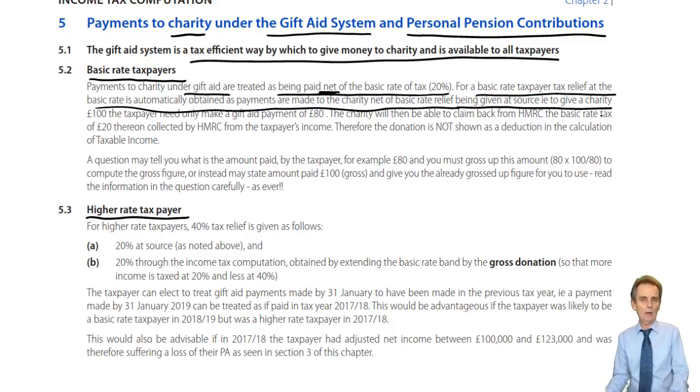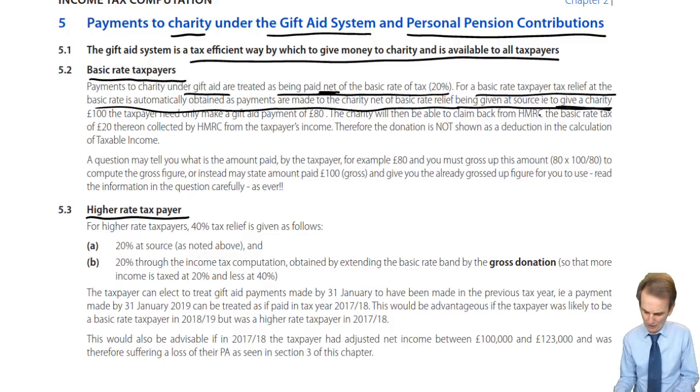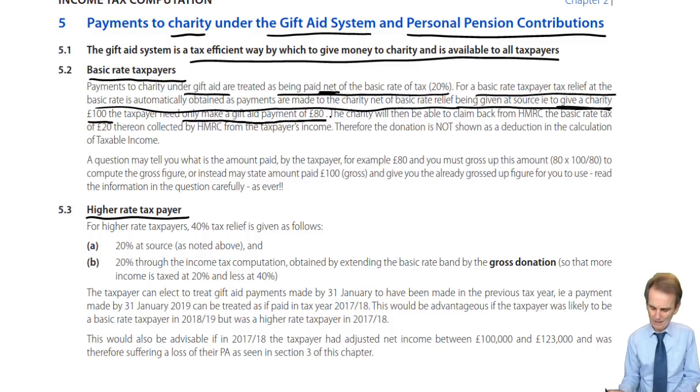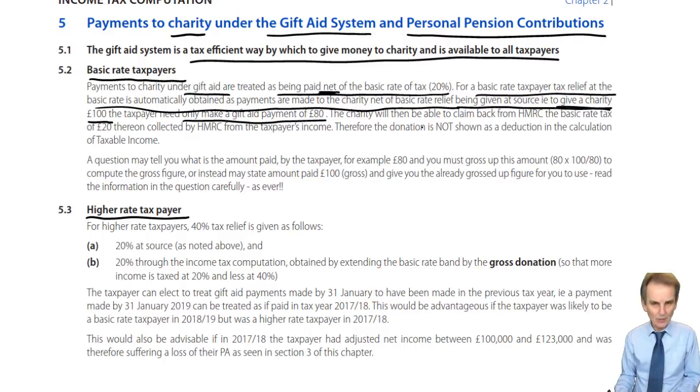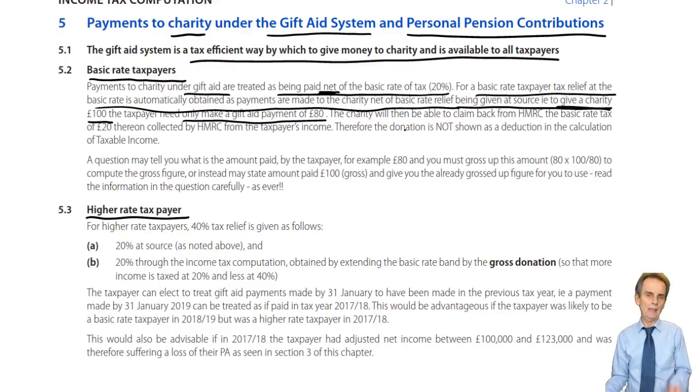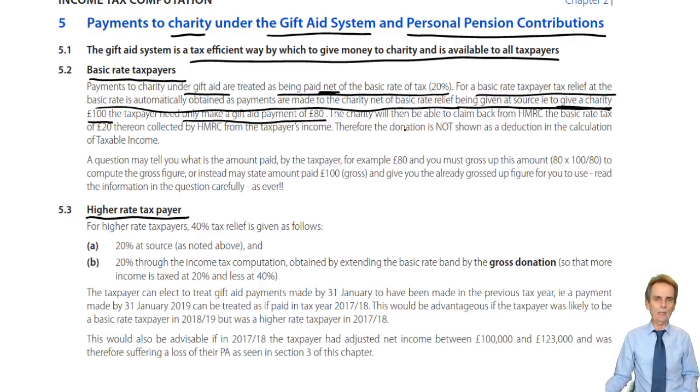So, if a taxpayer wants to give a charity an amount of £100, then the taxpayer need only actually make the cash payment of £80. The charity will then be able to get not just the taxpayer's £80 cash received, but can go along with their gift aid statement for that taxpayer to HMRC and say, this individual has given us £80 of their taxed income. And on that, they would already have suffered basic rate income tax at 20%.